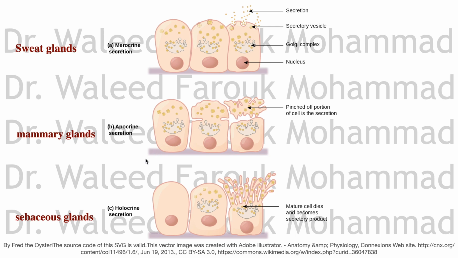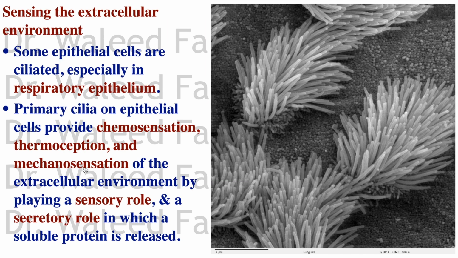Another mode of secretion is holocrine secretion, present in sebaceous glands. Now, for this gland to secrete its contents, it must die first. So it dies and the plasma membrane ruptures and the secretions inside are expelled to the outside after the gland dies. So we have merocrine secretion, apocrine secretion, and holocrine secretion. This is the classification of glands according to the mode of secretion.